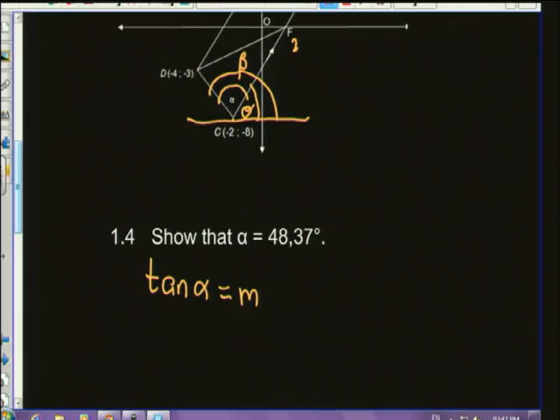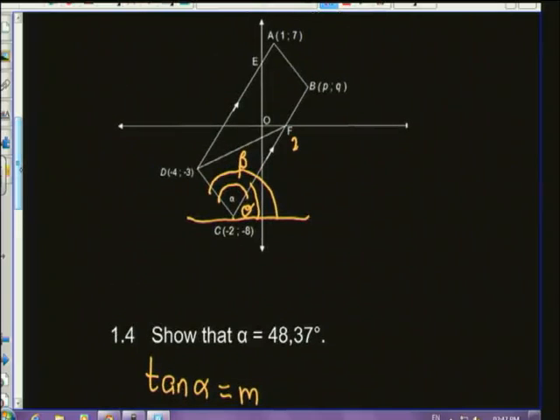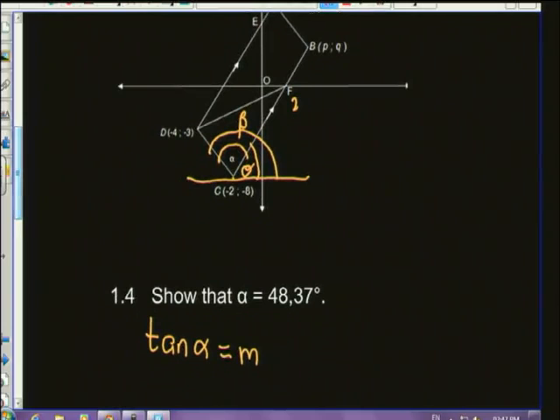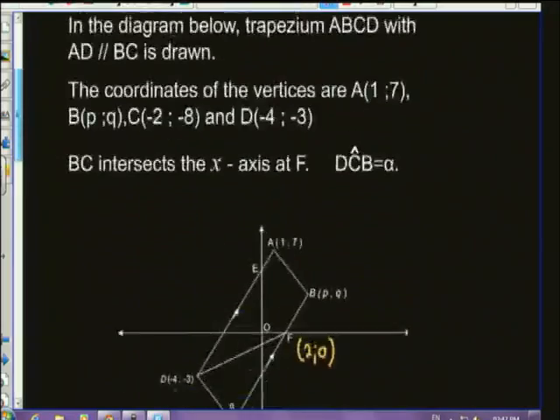So let's try and work out theta first, that small angle. I need to know the gradient of line BC. We worked out the gradient of line BC previously, and let's just go back to see what it was.